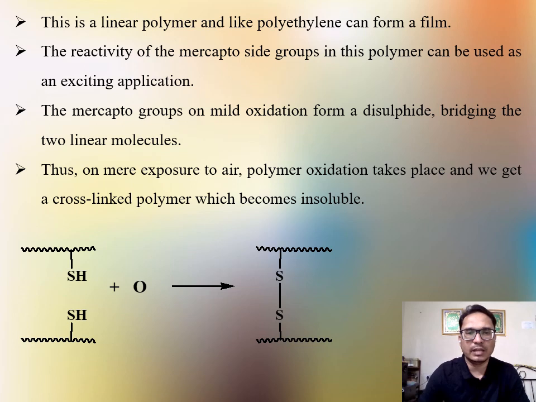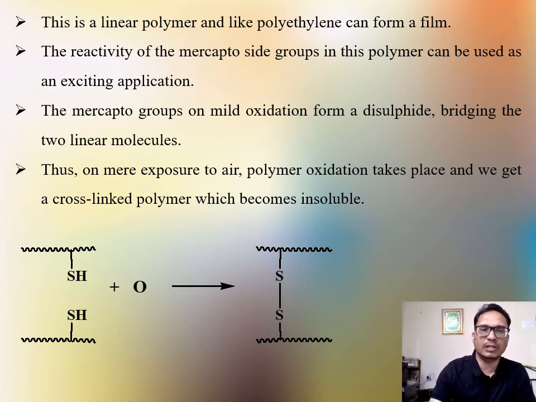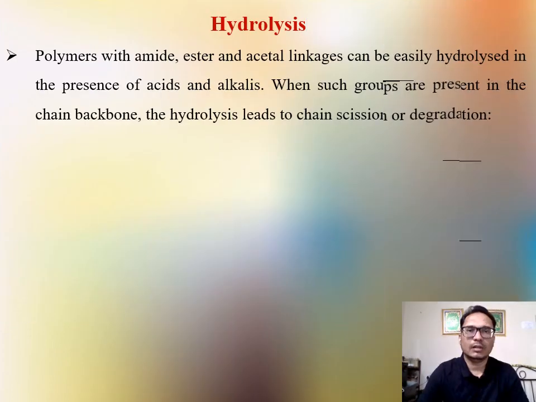And the reaction takes place. The mercapto group SH, which was present in the newly synthesized polymer, can react with oxygen and bridge the two sulfurs, that will bridge the two linear chains, and it will form a new polymer which will be insoluble. Similarly, there are a number of reactions which are shown by this polymer which are exciting and which can be utilized to study their properties as well as to get new applications and new properties for the polymers.